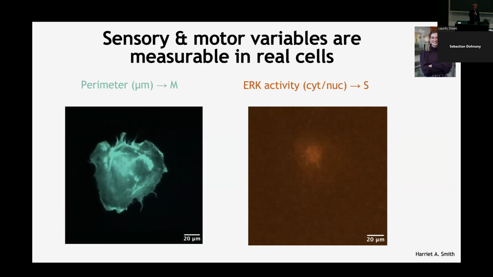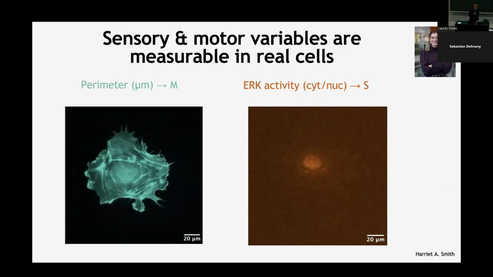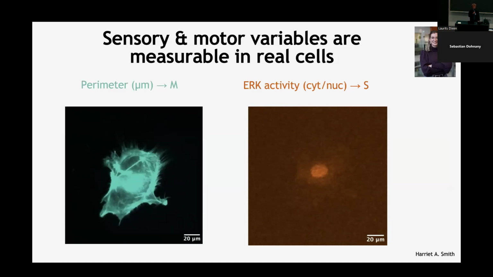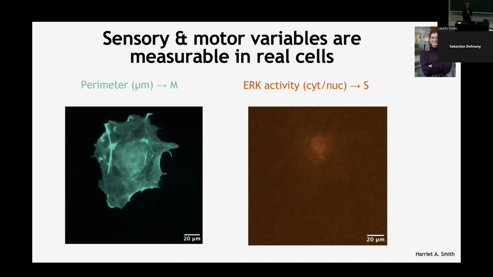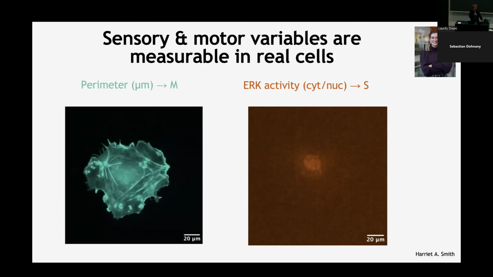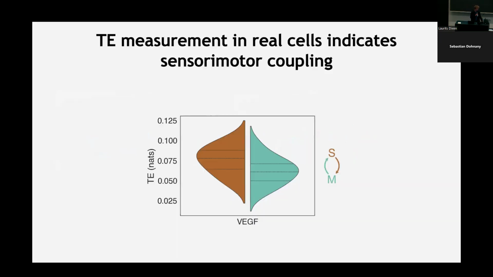And we use the so-called ERG marker, which localizes to the nucleus when the cell is inactive overall, and it leaves the nucleus when the cell is active. This is a downstream readout of the total activation of the cell, which we are able to measure. And this gives quite a dynamic measurement of both the motor and the sensory variable on which we can calculate some of the information theoretic measures I've talked about earlier.